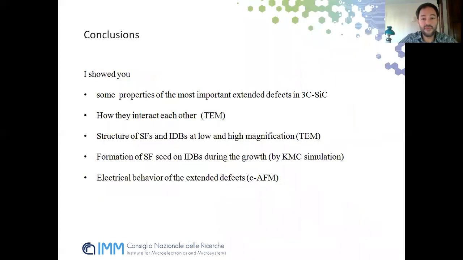Then I finish. In conclusion, I showed you some properties of the most important extended defects of 3C silicon carbide. I showed you how they can interact with each other. I showed the structure of the inverted domain boundary and the stacking fault at low and high magnification. I gave you some ideas about the formation of the stacking fault seed during the growth, and I discussed with you the electrical behavior of the extended defects.